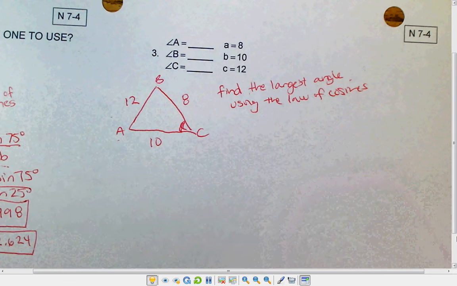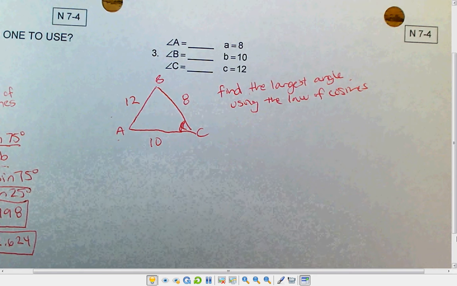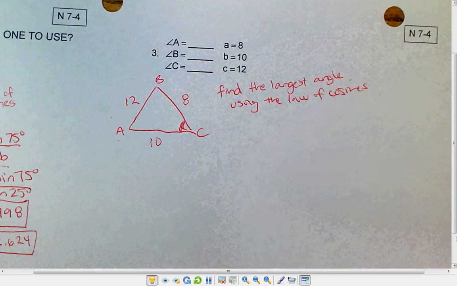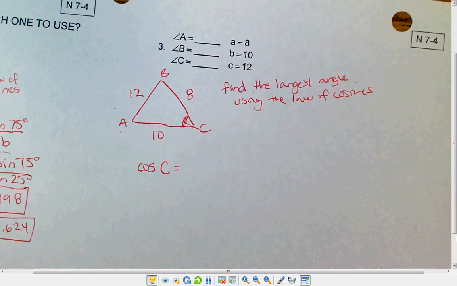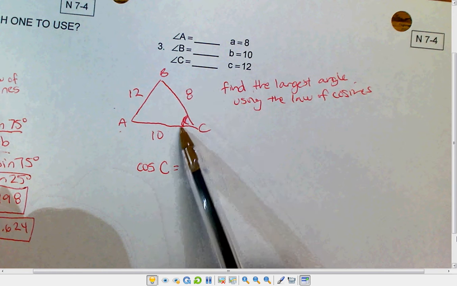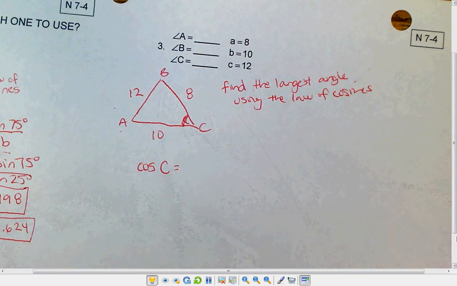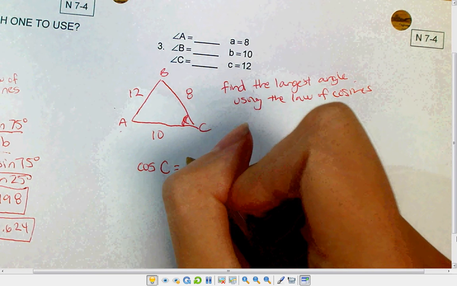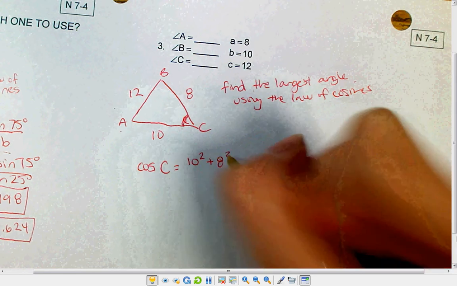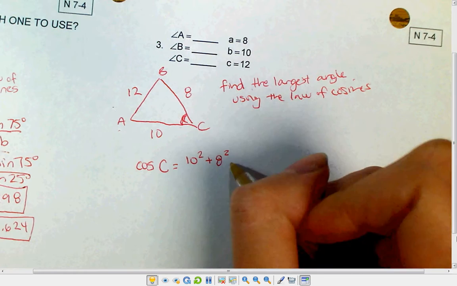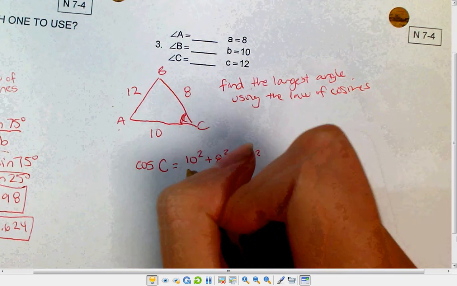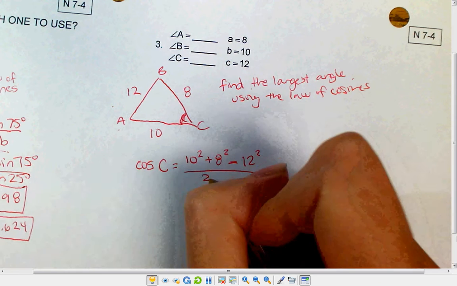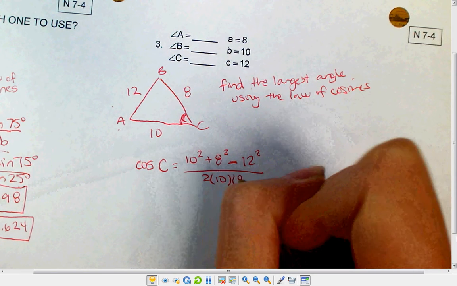So using law of cosines, if we're trying to find the angle, look at your paper. It's your second equation of law of cosines. So we're going to use cosine of C equals, we want to first have the adjacent side. So next to C, the two sides adjacent or next to it are 10 and 8. So we're going to have 10 squared plus 8 squared. And then we're going to subtract the side across from C, which is 12 squared. And divide it by 2 times your first two sides again, so the adjacent sides, 10 and 8.